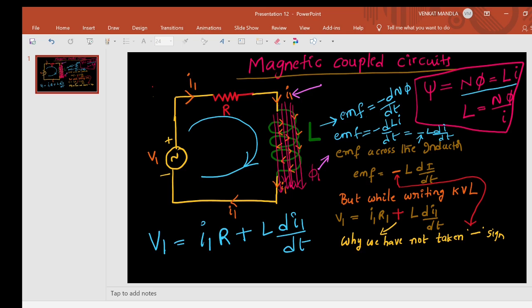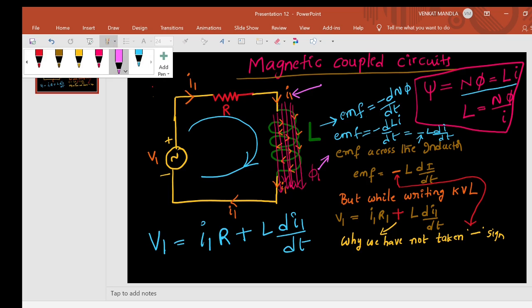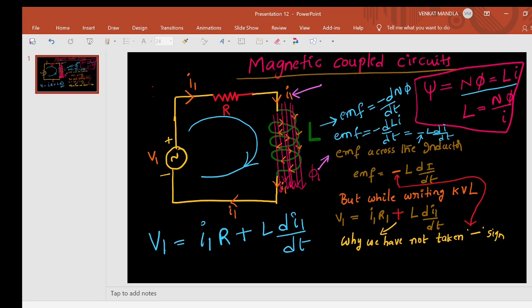But in writing the KVL equation, the induced EMF is nothing but the induced voltage. In writing a KVL, here V1 equals I1 into R plus L di1 by dt, that's okay. But here we are not writing minus, we are writing plus, right? Why? That is the question. For that, I'm going to explain the things here.